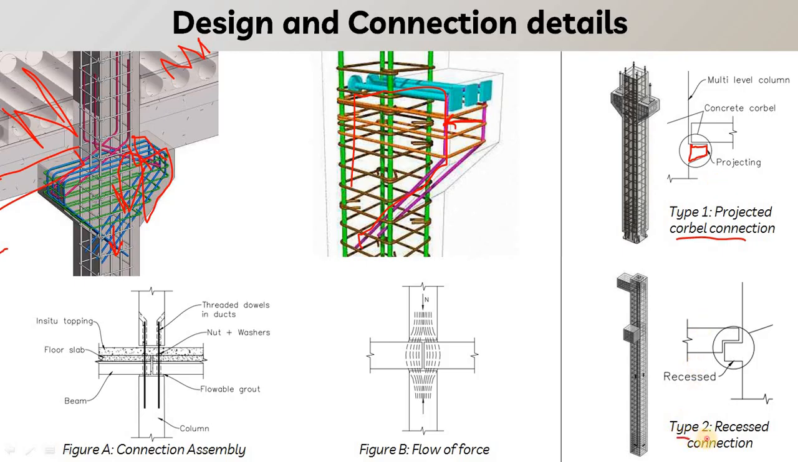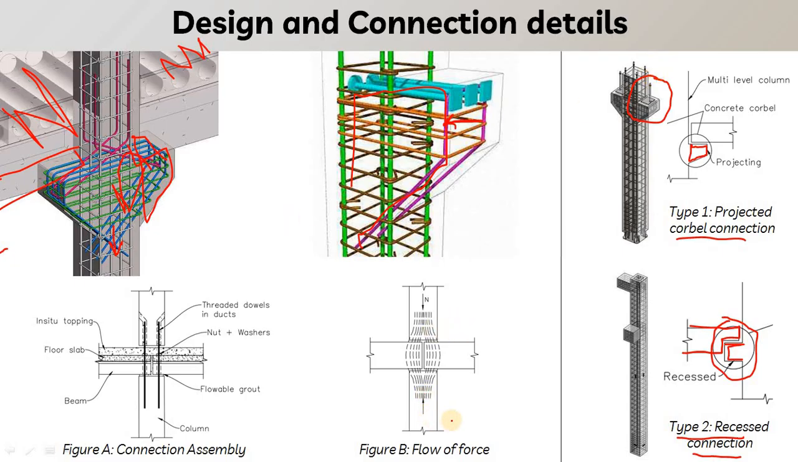In type 2 we can also provide the recessed type of connection. So what is the recessed type of connection? We have the square corbel, and a beam with a cutout in which this corbel will be resting. So this kind of connection can also be provided, as well as the previous kind, depending upon the structural requirement.